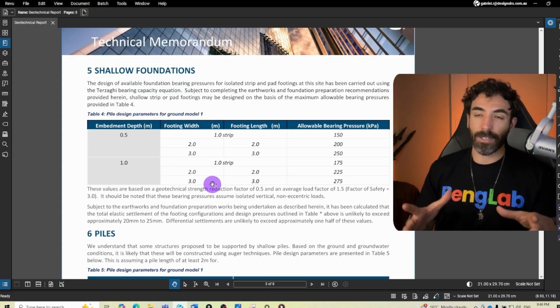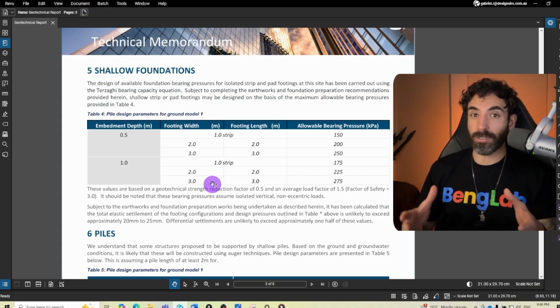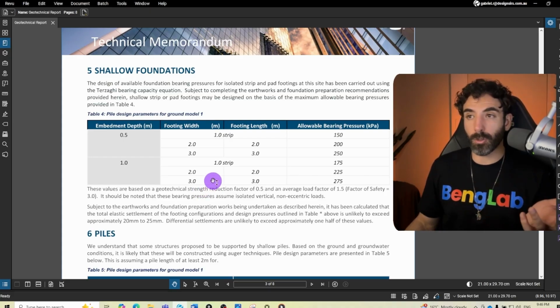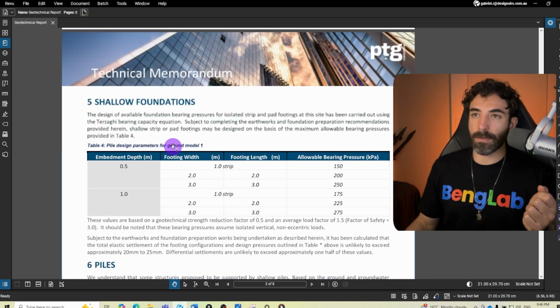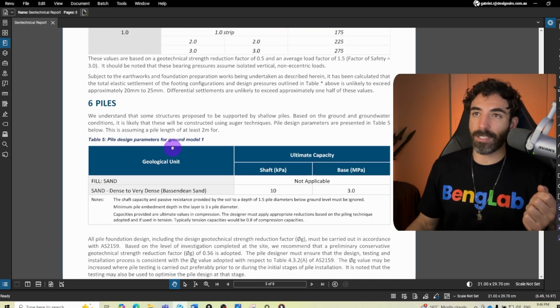As I said, different sizes of footings will have different settlements. Therefore, do not use footings with dimensions larger than the ones given on this table without double checking with your geotechnical engineer. The next section is for the deep foundations.